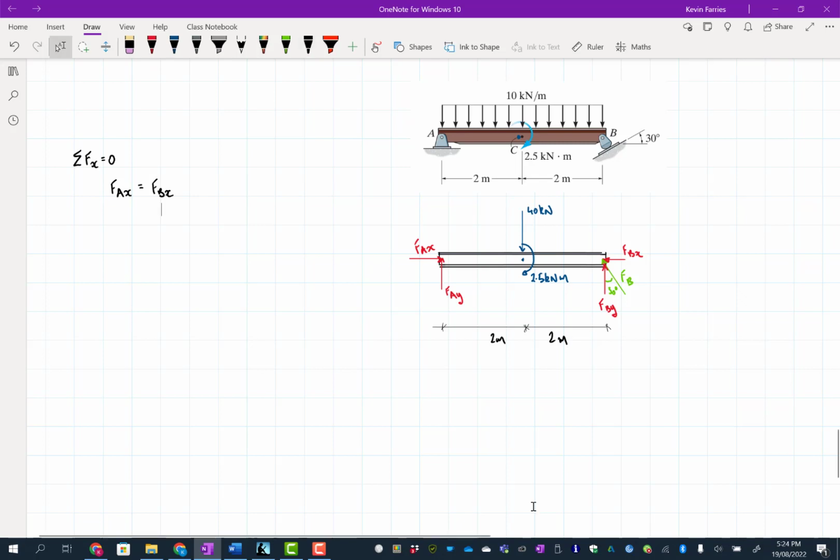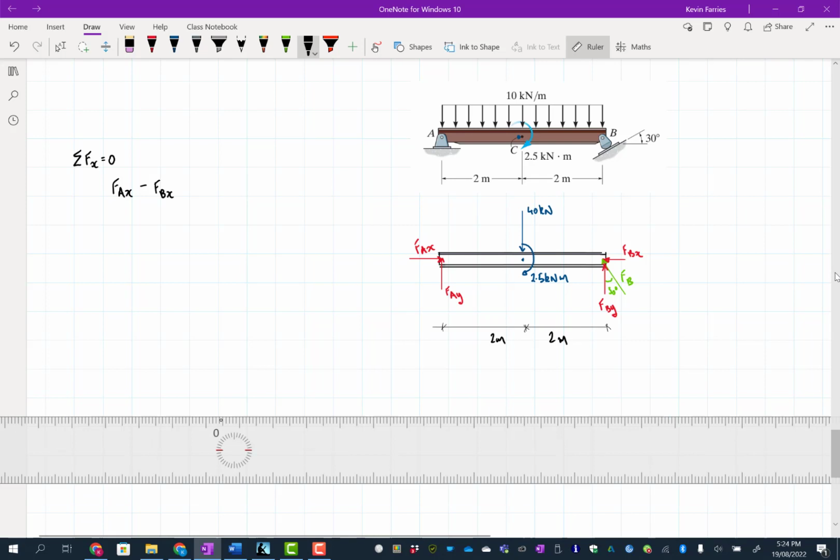I've kind of jumped ahead there, I suppose, but you could probably start to do this now. This is going this way, this is going that way, so the magnitudes must be equal to each other. You could do it properly, in which you'd say Fax, so that's in the positive direction, take away Fbx, because it's going in the negative direction. We haven't shown that, so we should.